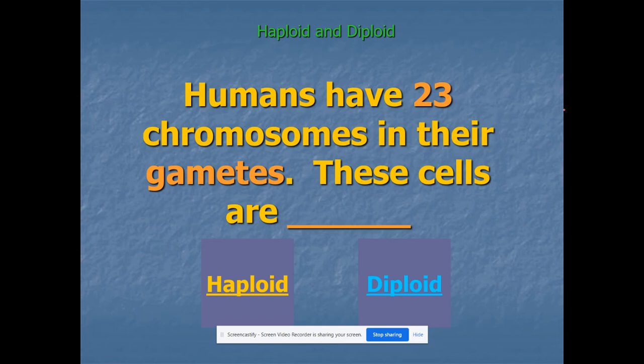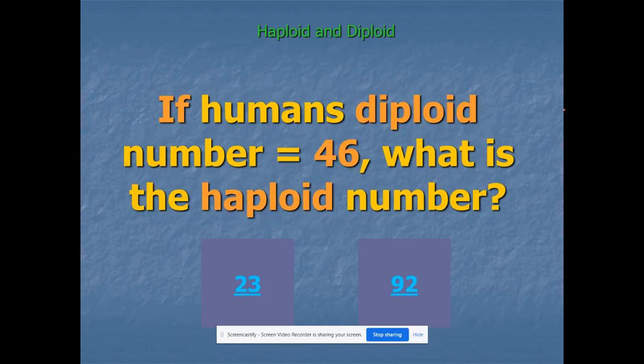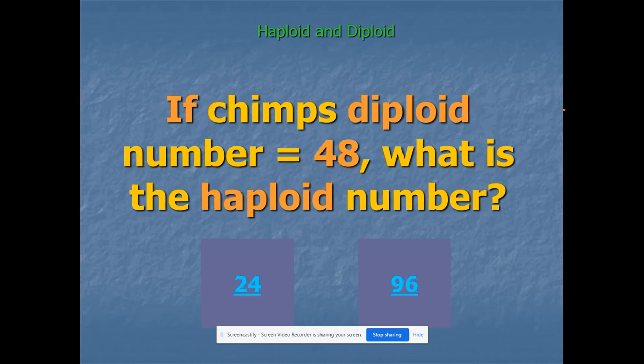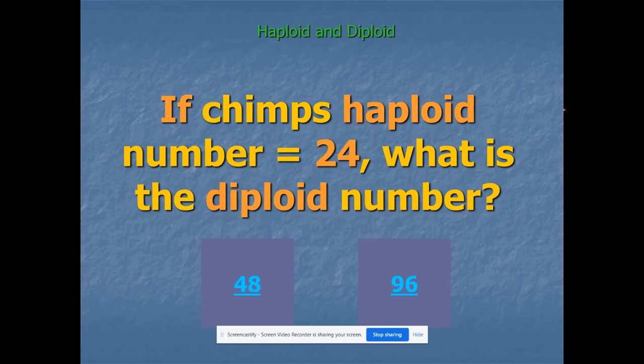46 is your diploid. Humans have 23 chromosomes in their gametes. Those cells are what, Elena? Haploid. Very good. So what we would say is the human diploid number is 46. So what's the human haploid number? Very good. If the haploid number is 23, what's the diploid number? Good. Chimps, Gracie, diploid number is 48. What's the chimpanzee haploid number? Very good. If the haploid number is 24, what's the diploid number? Good.